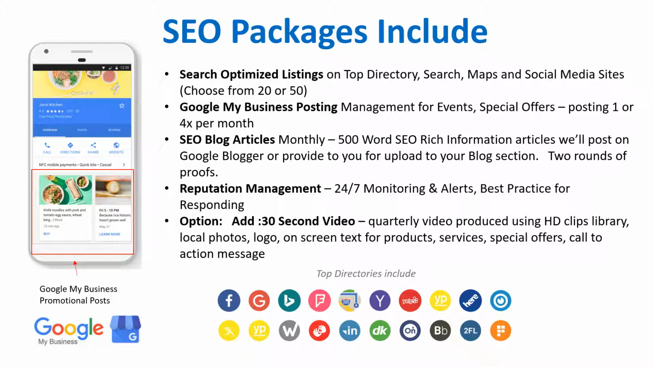So beyond the optimization we do to their site, we want to help them get found with optimized business listings. And our packages range from 20 to 50 listings optimized for all the top sites. Beyond Google, we're talking Apple Maps, Bing, Yahoo, YP.com, OnStar, TripAdvisor. So some really key sites for merchants.